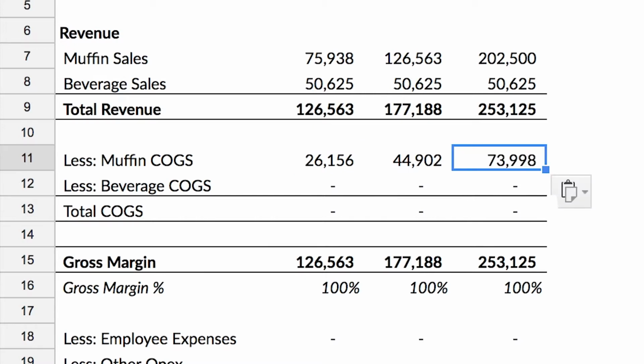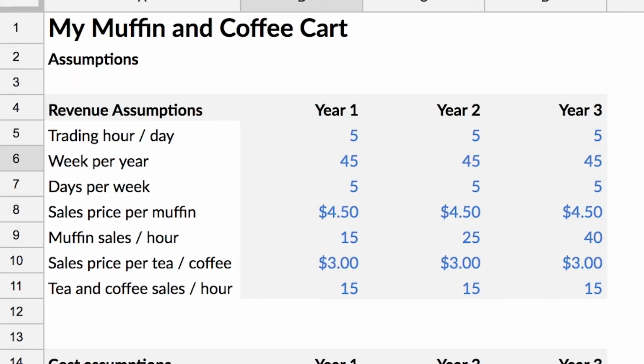So we can see the cost of goods sold is going up. Now we need to think, does that make sense? The cost of goods sold is going up. Now, in this case it does, because if we go back to our revenue assumptions, we're selling more muffins each year. So we're selling only 15 an hour in year one, 25 an hour in year two, and 40 an hour in year three. So we're selling that many more muffins, so our cost of goods sold is going to go up with the additional volume. So are the numbers moving in the direction you expect them to move?